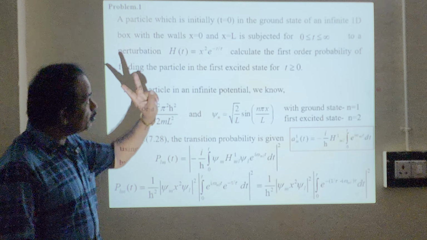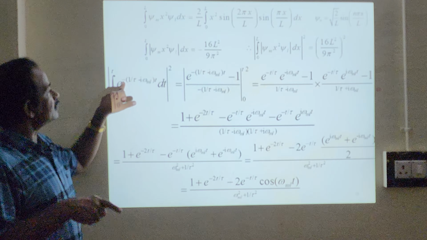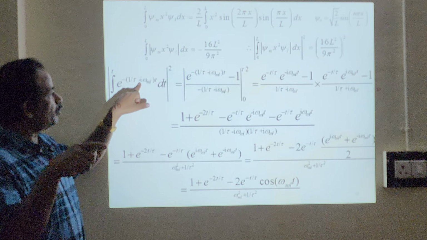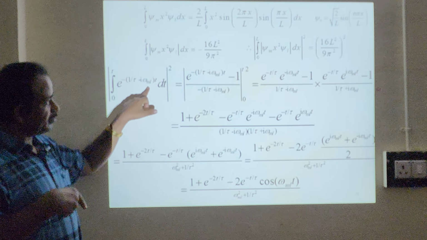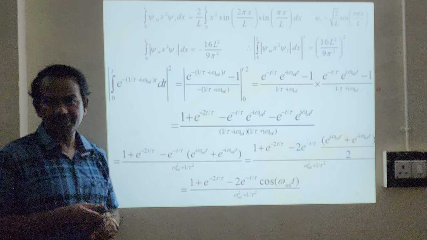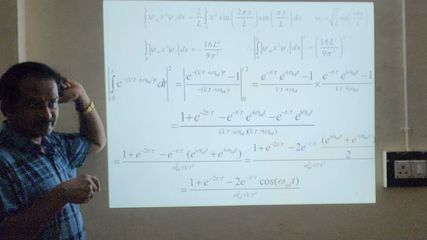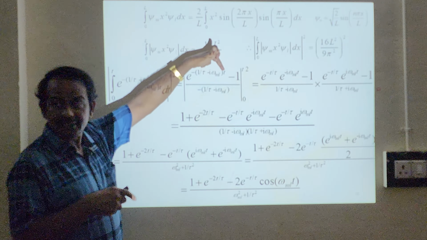So we are going to integrate this. When you integrate from 0 to t, this will become e to the power (minus 1 by τ plus iω_ml) t divided by (minus 1 by τ plus iω_ml), minus 1 divided by that term. Now we have to substitute the limits 0 to t. Substituting the upper limit gives you t. Substituting the lower limit gives you e to the power 0, which is 1. So minus 1 divided by this term. This is a mod square, so we can take this minus out, and it will become plus. Is it okay? This is mod square, so that will become a plus sign.